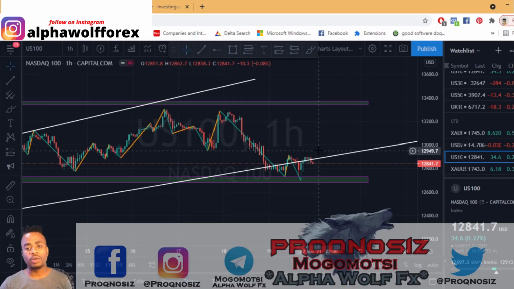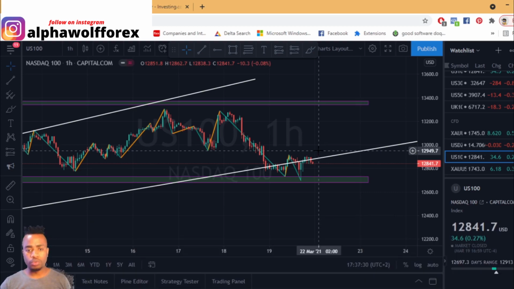Remember, trading is about probability. You just add up the probabilities to build your case, to have a strong case going forward that it is either going to be a buy or a sell. So you are building your case.